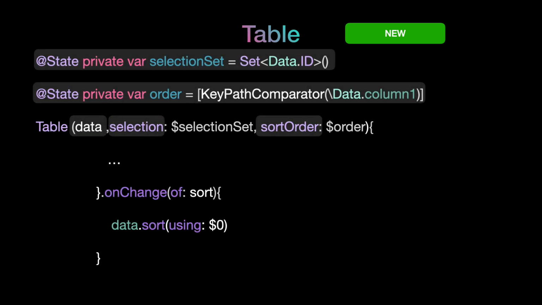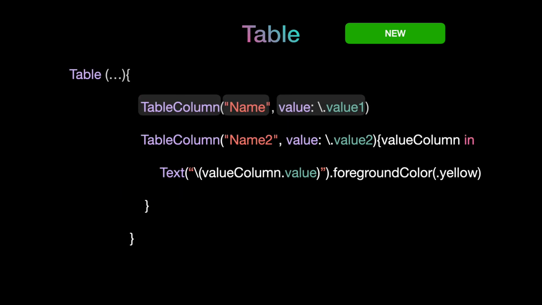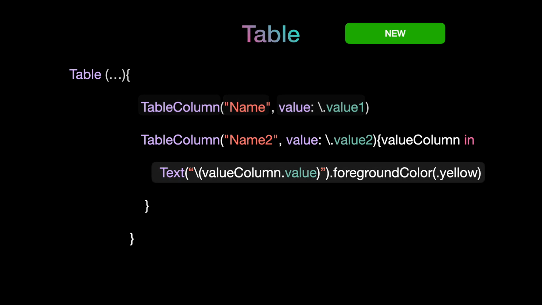For the selection parameter, we need to create a State property wrapper which will store a set of our data IDs and pass this state as a binding inside the selection parameter. Similarly, for the sort order, we need to create a State property wrapper which stores an array of key path comparators, which helps to sort data using the values inside each of the rows in the column. Inside the Table closure, we need to add a TableColumn view which adds a column inside the table view. TableColumn will take a name and a value as parameters. If we need to add any modification inside the table column apart from adding simple text, we can do this by adding a closure after the TableColumn parameters, and inside the closure we add the view which we want to show.